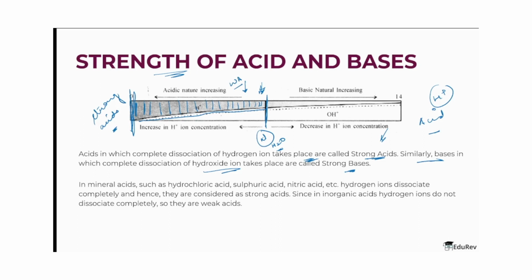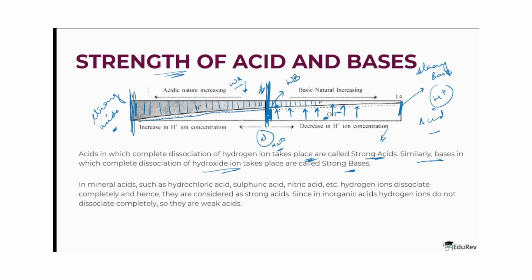But when from the neutral point I go towards my right hand side, you can see that the H positive concentration is decreasing, but the concentration of OH negative is increasing. Okay, H positive is decreasing, but OH negative is increasing, and here the OH negative is maximum. So it means here I have what? My strong base. Whereas here the concentration of OH is limited, so I have my weak bases.